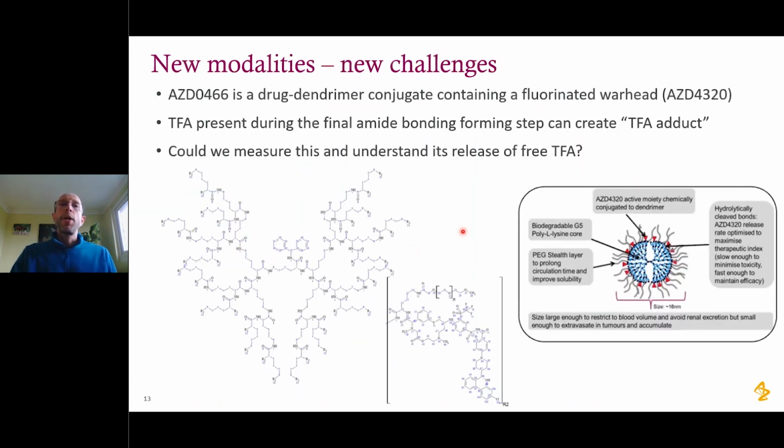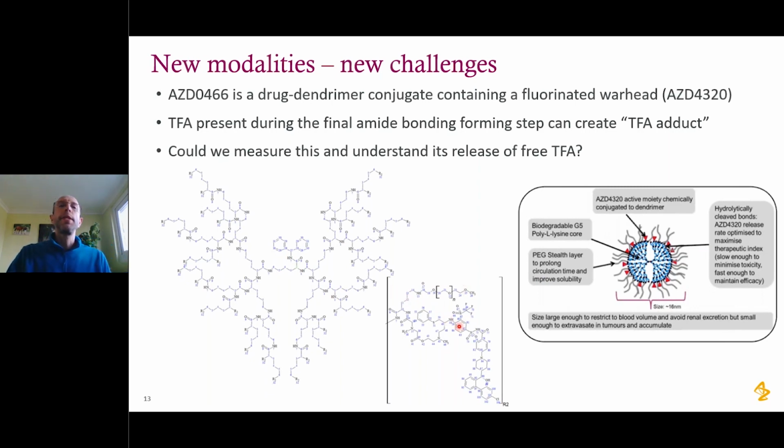The last example that I want to talk about is something a little bit newer, something a little bit earlier, and it relates to a new product that we're currently developing, ACDLabs, and this is a drug dendrimer conjugate product that consists of a fifth generation pegylated lysine dendrimer, which has got a number of small molecule warheads attached to it covalently via a hydrolyzable linker.